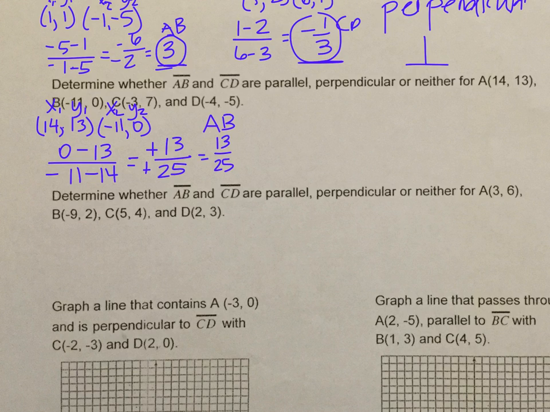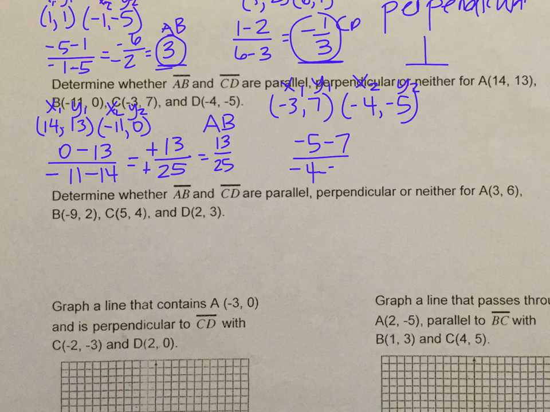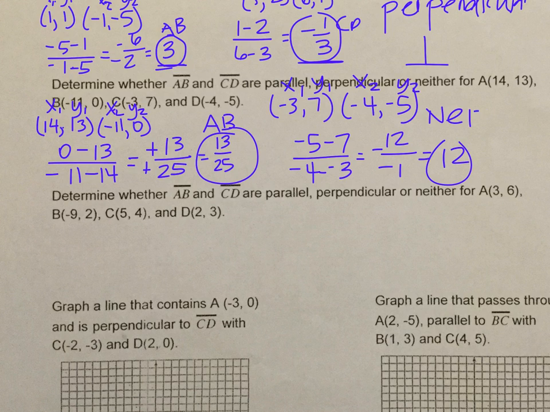Now let's find CD. -3, 7, -4, -5. x1, y1, x2, y2. -5 minus 7 over -4 minus -3. That gives us -12 over -1, which is a 12. All right, I got a 13/25 and a 12. There is nothing parallel or perpendicular about those. So those are just two random lines. They are neither of those things.